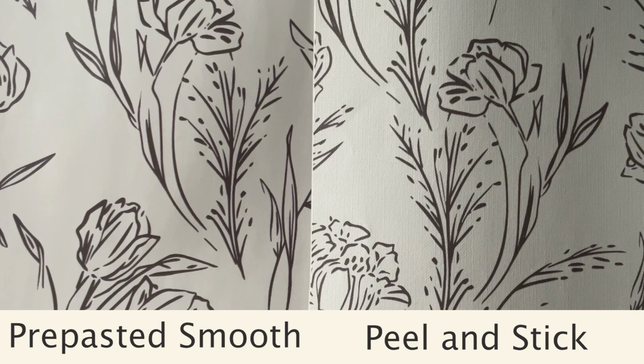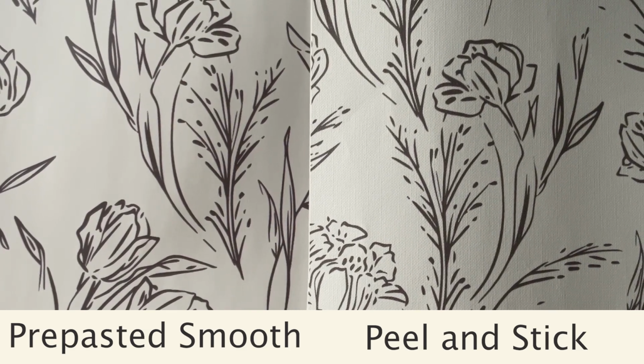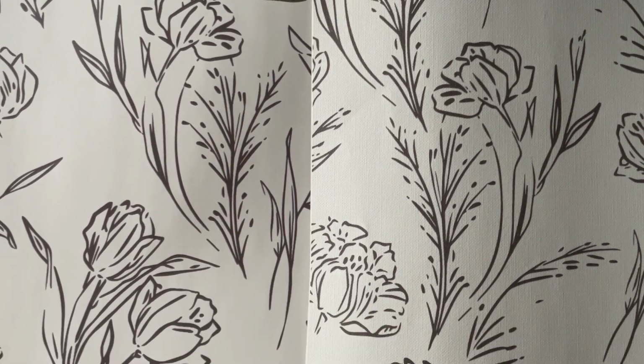The next wallpaper type is pre-pasted smooth. It's a little bit less well known, but I am seeing it gain traction more and more as people just look into wallpaper types. So pre-pasted smooth, as the name would suggest, is actually a smooth paper. So unlike my peel and stick that has a slight linen texture, this one is a completely smooth paper. So if you have very flat walls, this is really great.